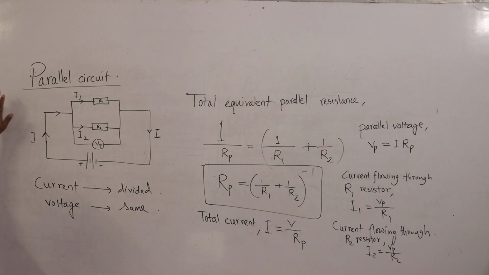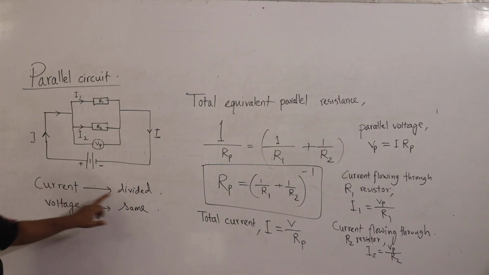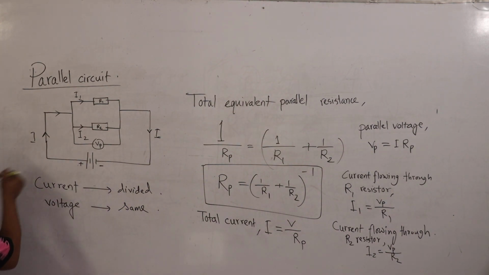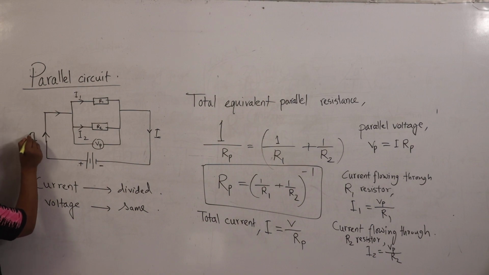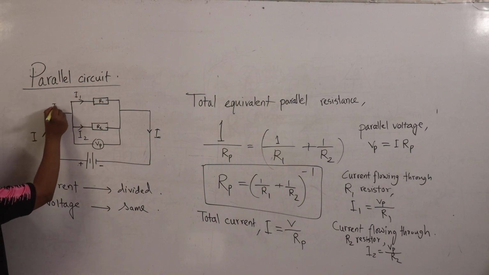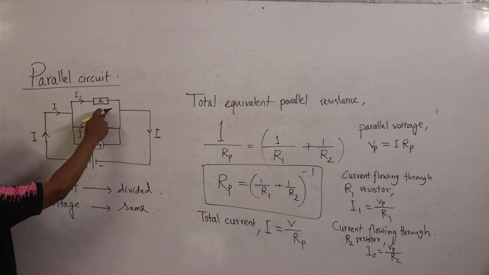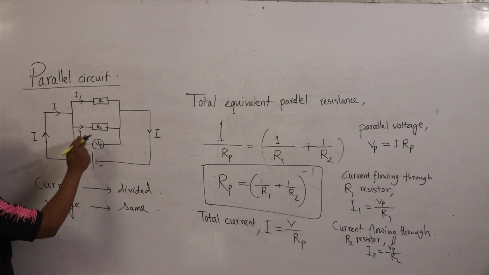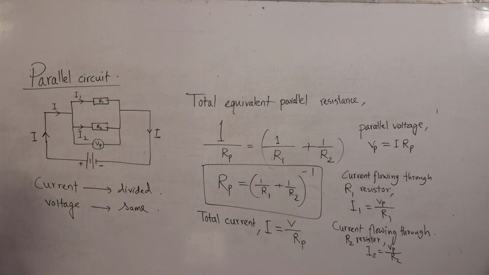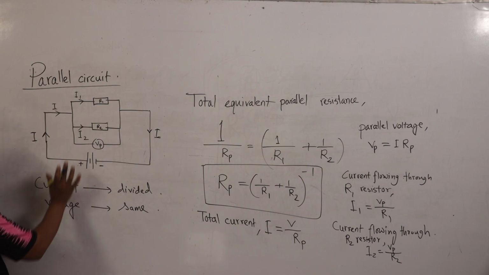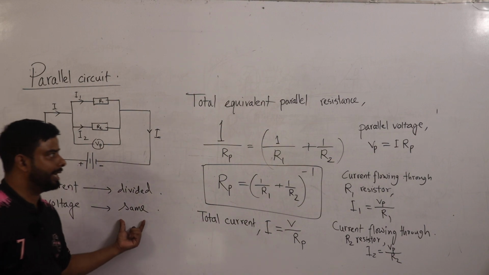So in a parallel circuit, remember current is divided. The total current is divided among the branches. I1 current flows through the R1 resistor and I2 current flows through the R2 resistor. But voltage across each component remains the same.